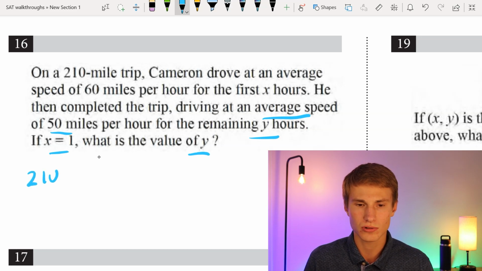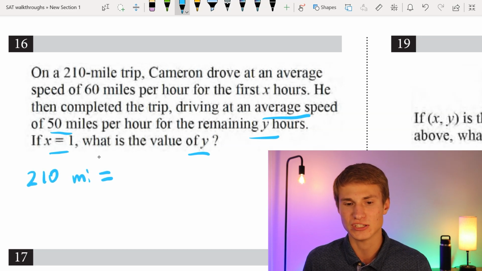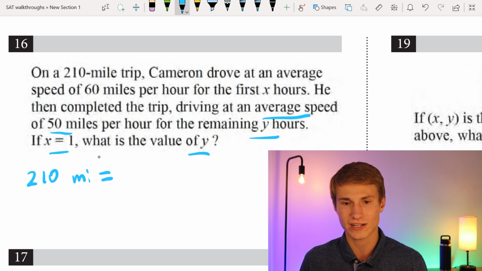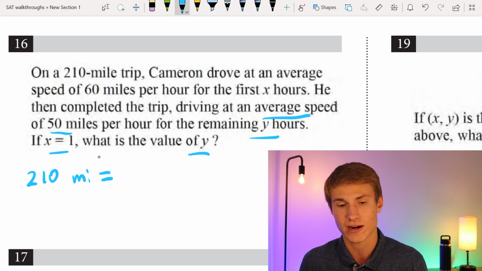All right, well, we know his total distance is 210 miles. I'm going to put units because if you put units and you start canceling units, it's going to get you in a position where you're pretty much guaranteed to have the right answer, because if you have the right units, you have the correct answer.